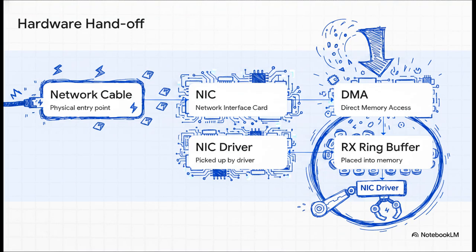Let's start right at the physical entry point and burst the bubble on who is actually aware of this traffic. Imagine a packet from a client IP, let's say 192.168.1.100, is trying to reach a Kubernetes service. Our hero packet hits the physical hardware and has to follow these exact steps just to get recognized by the node. First, it travels through the physical network cable. Then it strikes the network interface card, or the NIC. From there, through direct memory access, it gets dropped directly into the computer's memory inside the RX ring buffer. And finally, the NIC driver actually picks it up.